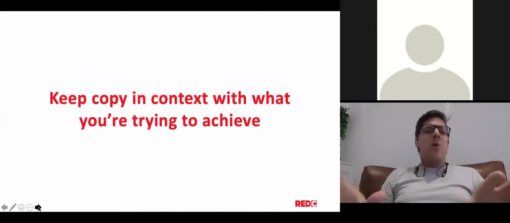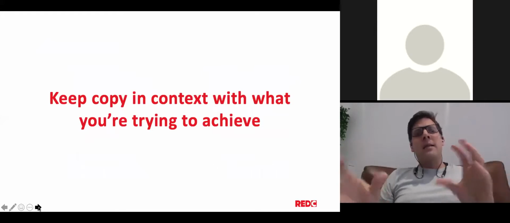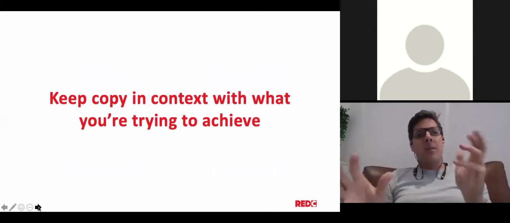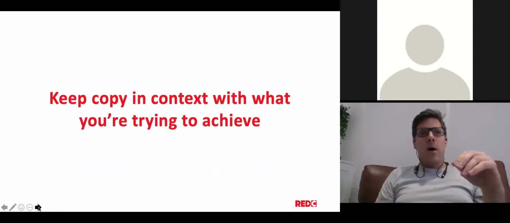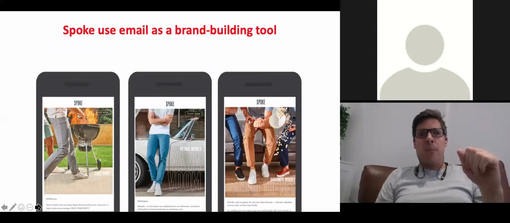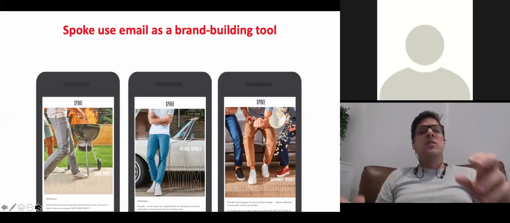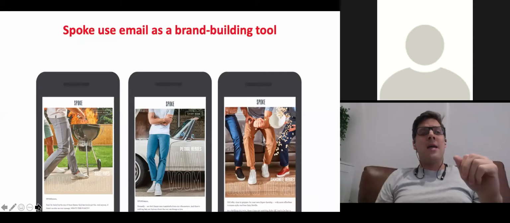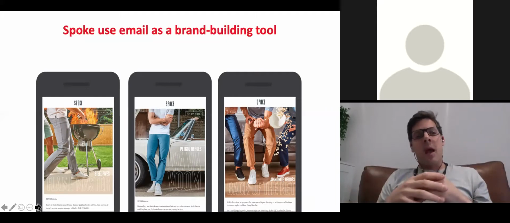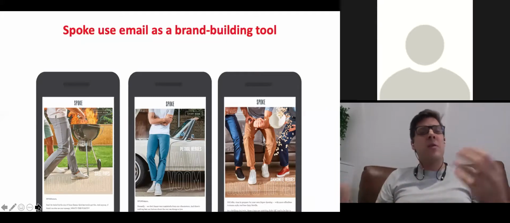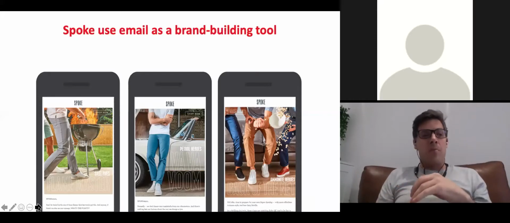Okay, I'm going to show you now how one brand tailors their copy depending on what it is that they're trying to achieve. You might have come across this company before. I think they write really good emails. The company's called Spoke, and what they sell is trousers, jeans and chinos for men, and they're pretty expensive. You're talking about 100 quid for a pair of jeans from this brand.